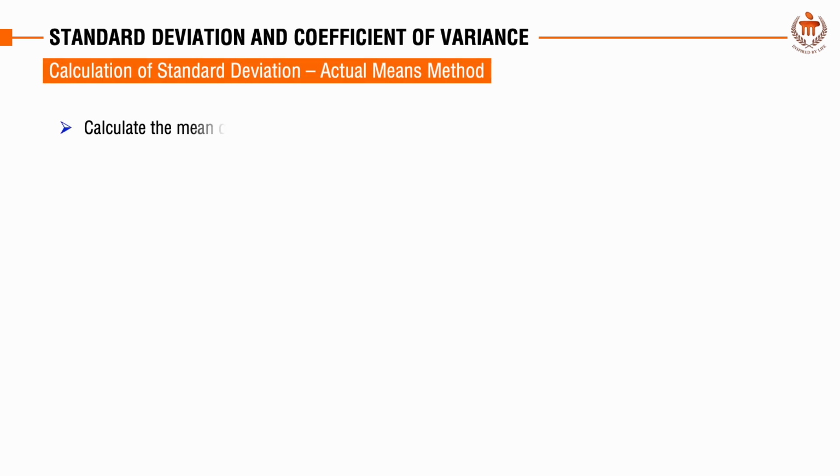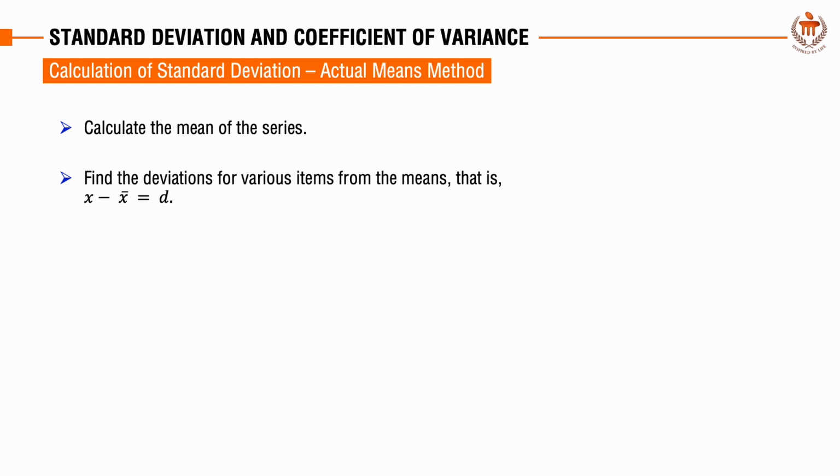Okay, now when we are talking about the calculation of standard deviation by the actual mean method, here we need to calculate the mean of the series, and then we need to find the deviation of various items from the mean.